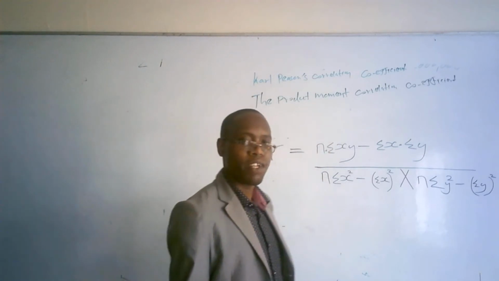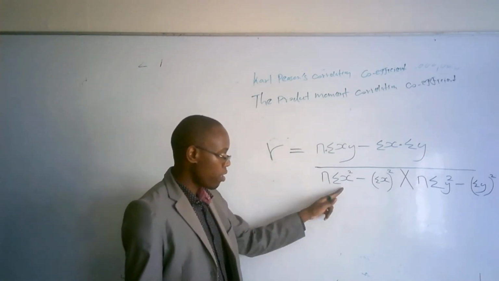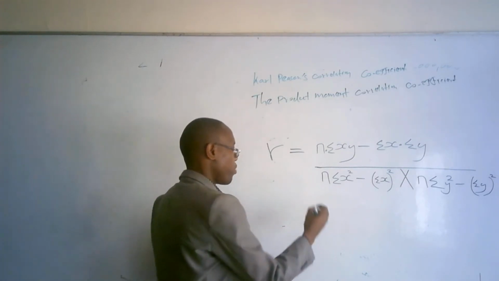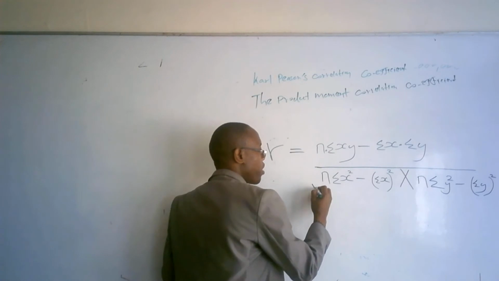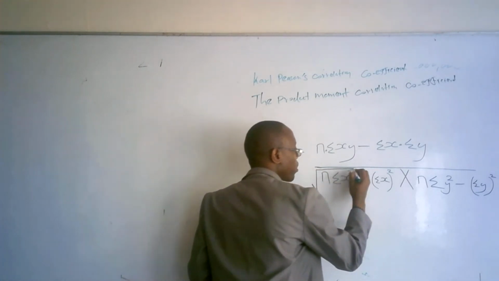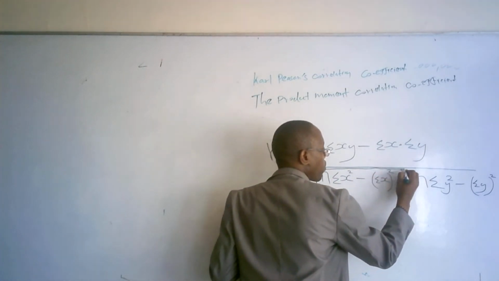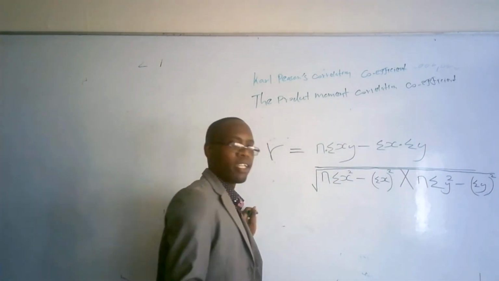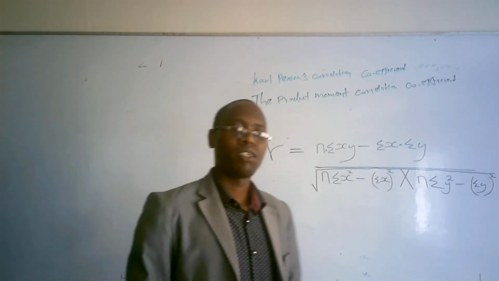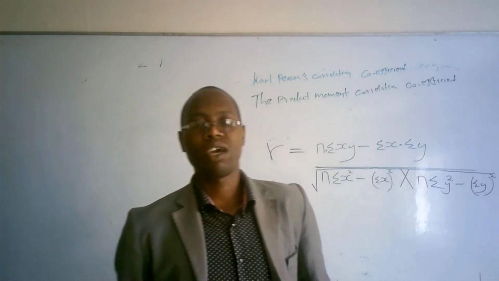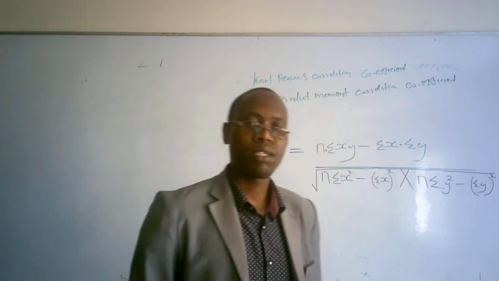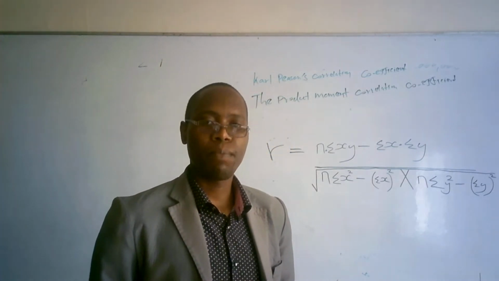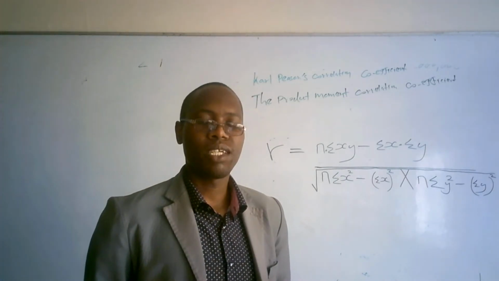And everything that is under the numerator, it should be under square root. So what we are going to do, we are going to have a square root all the way to the last elements there. And that's the regression. I mean, that is the Pearson formula, or what we call the product moment correlation coefficient. So that's how you can be able to remember it easily. It is actually related with the regression.